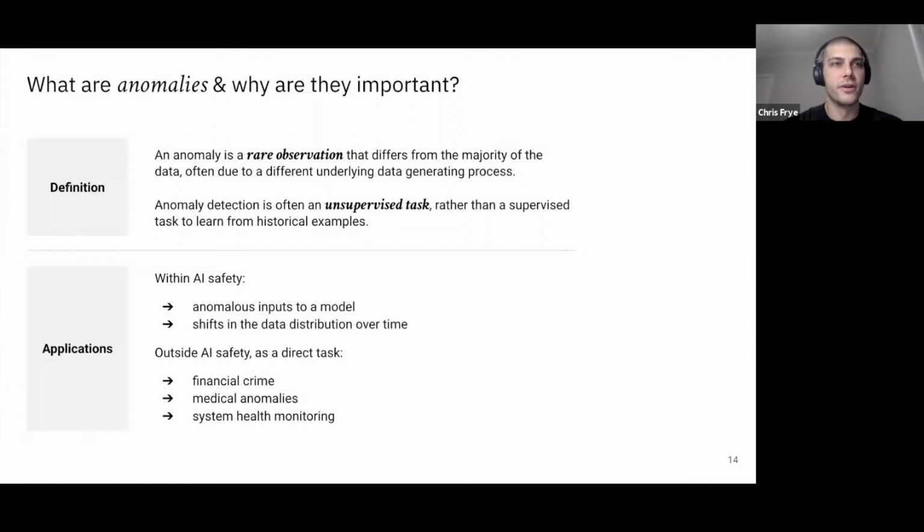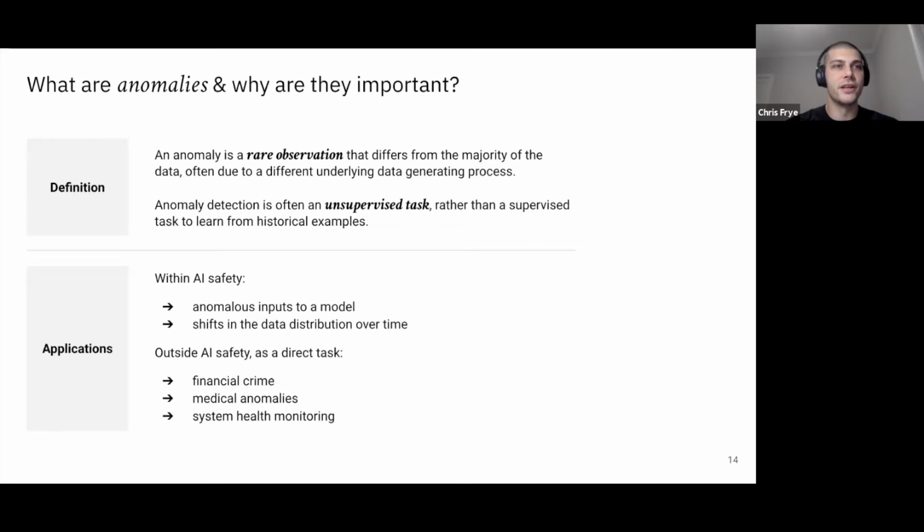Okay, so first, what is an anomaly? An anomaly is a rare observation that breaks the trends that are normally satisfied by the data. Anomalies often arise out of a different data generating process than what's generating the majority of the data. For example, the typical data might correspond to, say, legal financial transactions, sort of business as usual, while the anomalous data corresponds, say, to criminal activity.